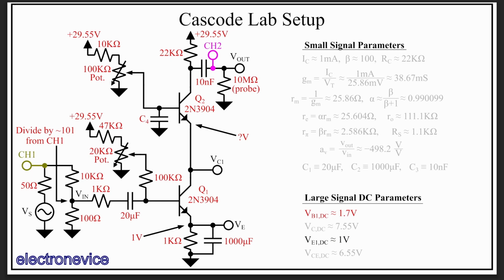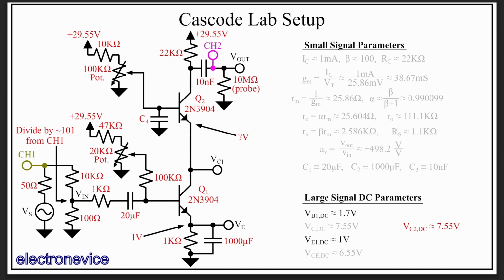We rename both of these nodes to include the subscript 1 to denote transistor Q1, as we now have 2 transistors. Now we look at the collector voltage for Q2. We note that given our collector current and Q2 collector resistor are the same as in the common emitter case, the voltage at Q2's collector is decided for us, and is equal to what the collector of Q1 was in the previous configuration. 29.55 minus 22K times 1 milliamp is 7.55 volts. So the voltage between the Q2 collector and the Q1 emitter is this 6.55 volts from before.